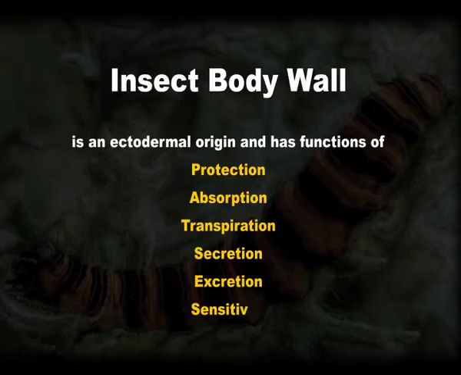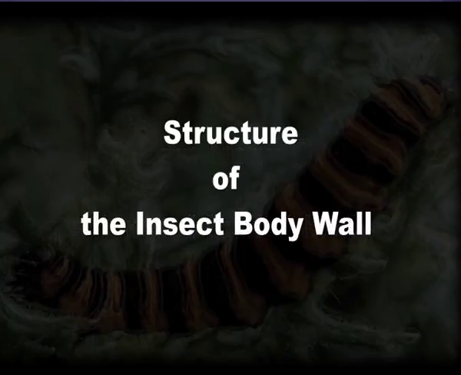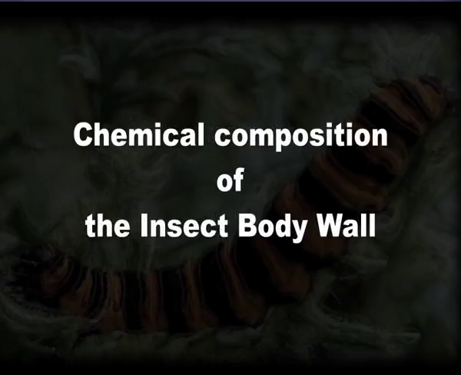and sensitivity. In today's class, the first thing we will see about the insect body wall is the basic introduction: what is the insect body wall and what are its functions. The next one is the structure of the insect body wall, and the third one is the chemical composition of the insect body wall. So these three important aspects we will cover in this class.